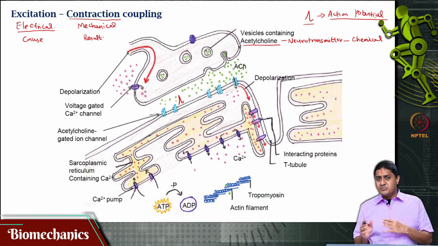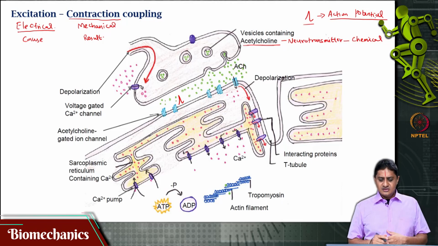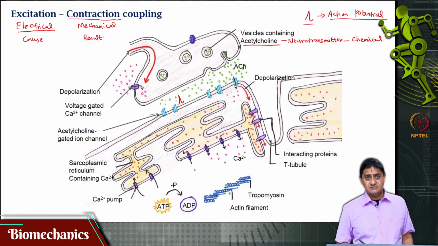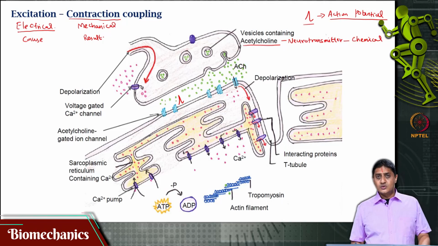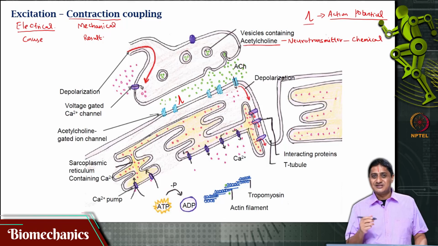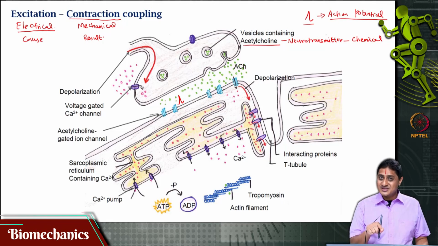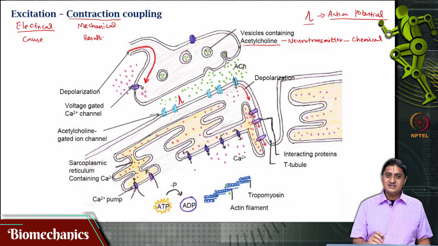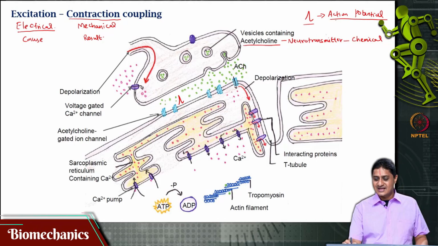This action potential has a tendency to travel along the plasma membrane of the muscle cell, because neurons and muscle cells are excitable cells, and because muscle is also an excitable cell, it has this potential and the tendency to conduct electricity, conduct this action potential.